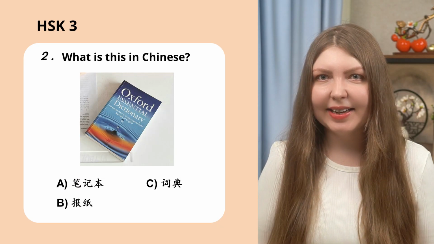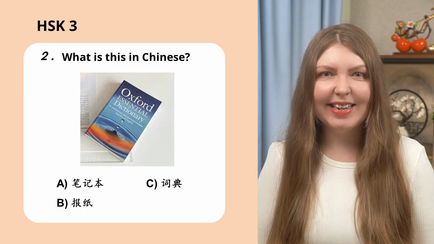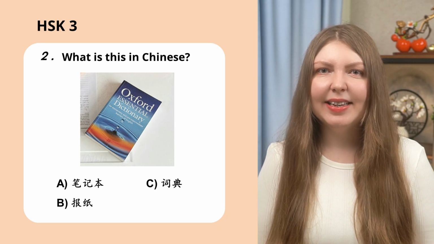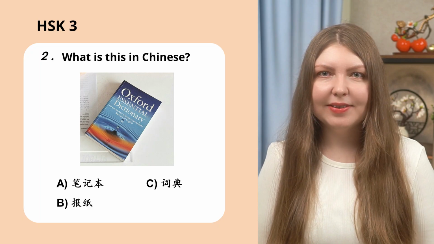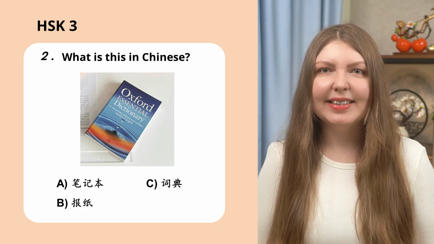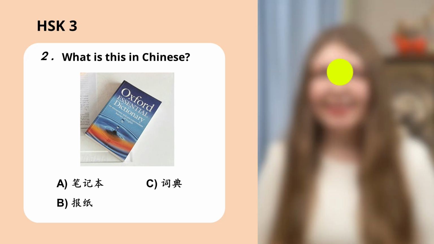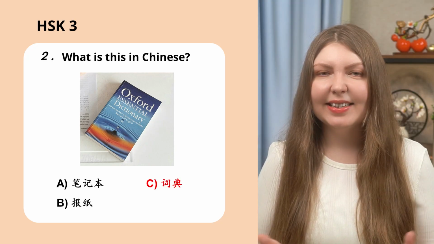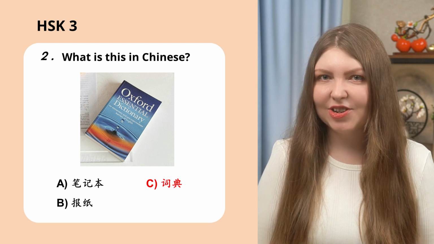Now take a look at the next one. Say this word in Chinese. Is it A, 笔记本, B, 报纸, or C, 词典? Give it a second. The answer is C, 词典, meaning dictionary.